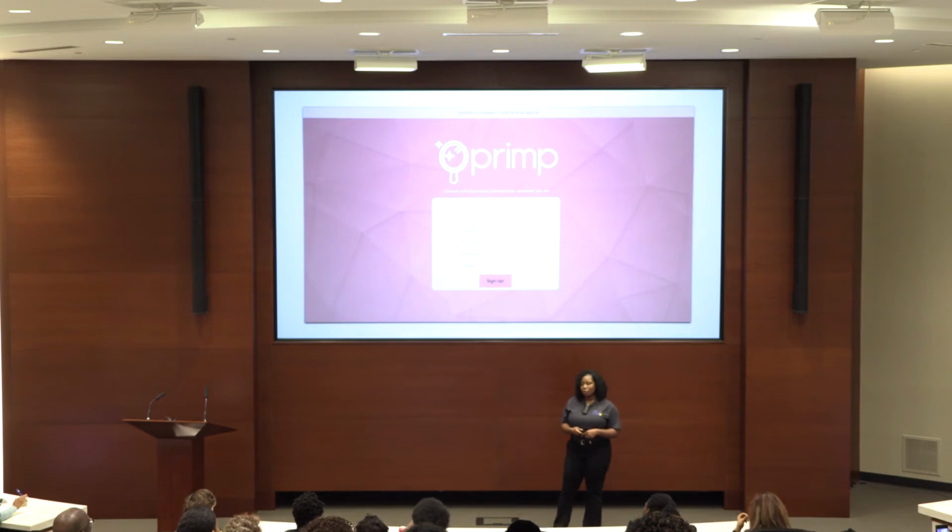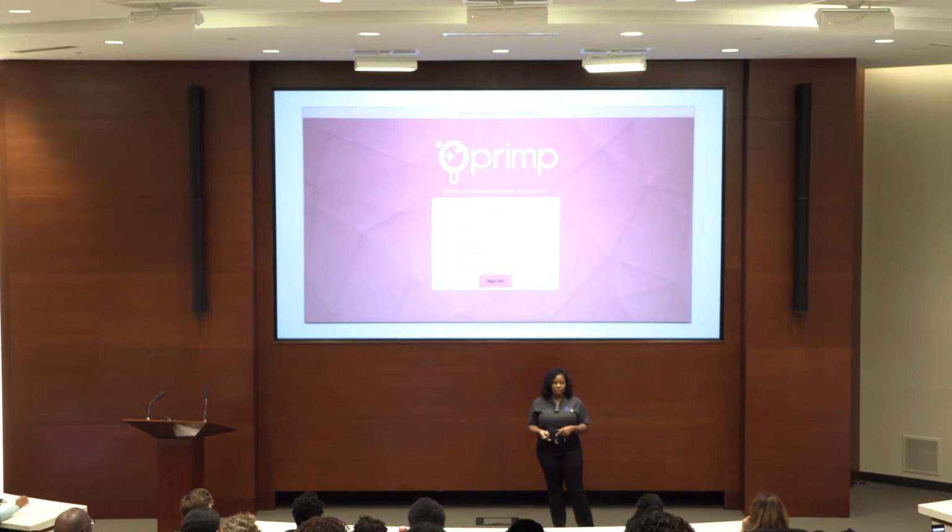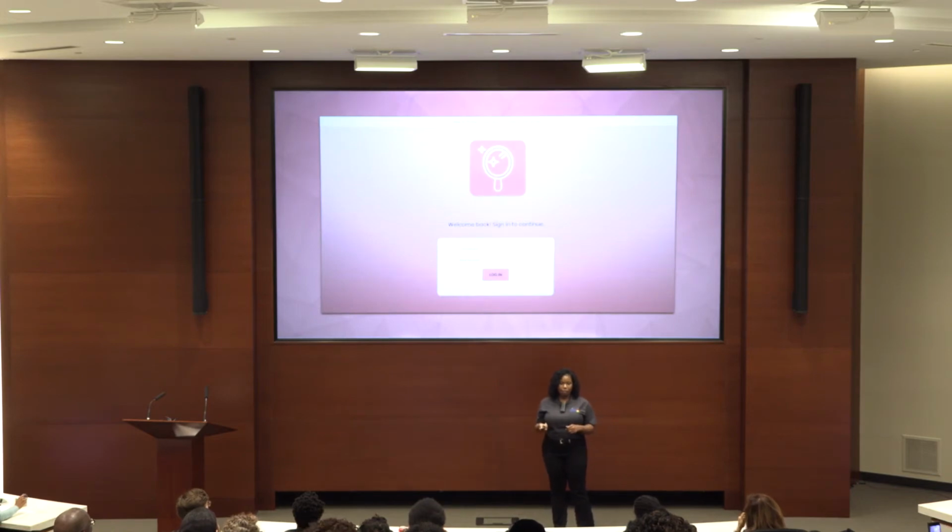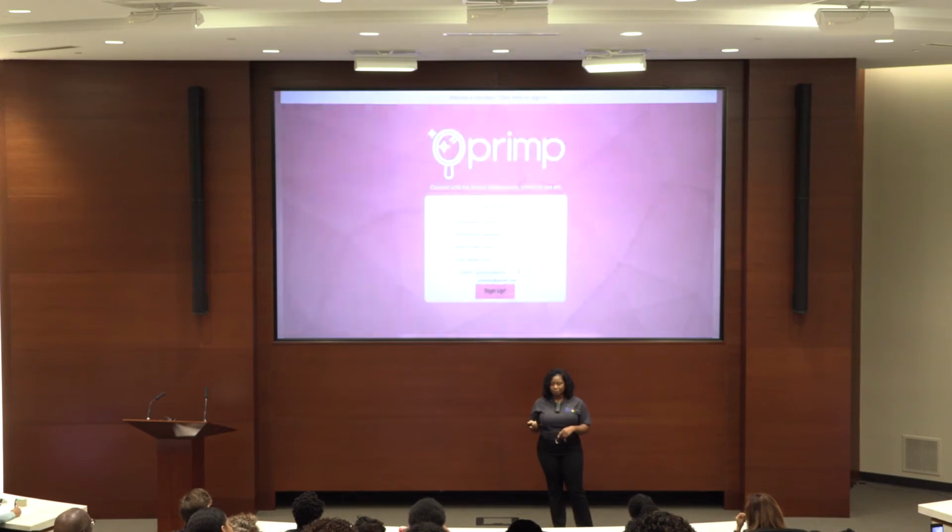So when you log on to Primp, you'll see this page initially. This is the home page. You can create a new account, or you can log in if you already have an account. This uses the built-in Django user model. I wanted users to feel safe in putting their data into my database. So this is the page that you'll see if you already have an account. You can log in with your username and password.